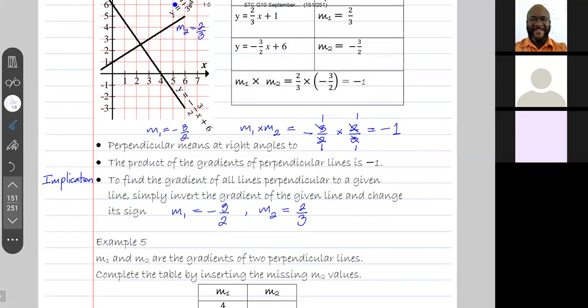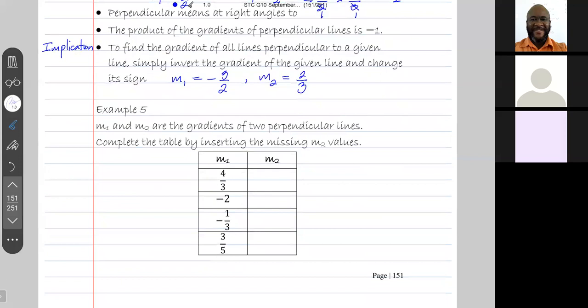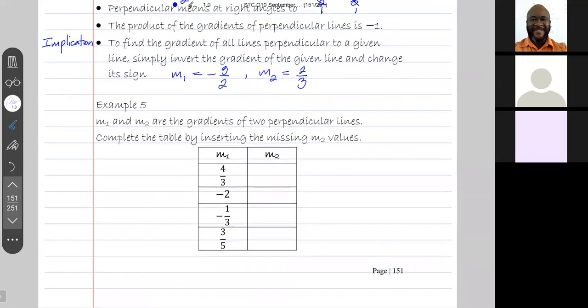Here's a simple example. Example 5 says: M1 and M2 are the gradients of two perpendicular lines. Complete the table by inserting the missing M2 values. Everybody do this, please, and then I will do it after you. You have 2 minutes. All right, so let's say this is I, II, III, and IV.